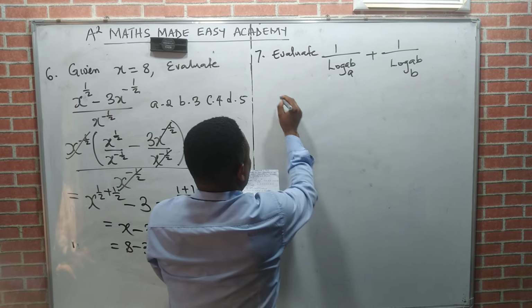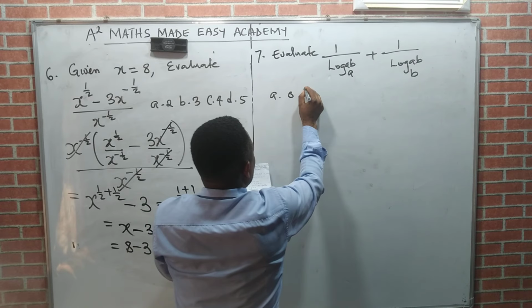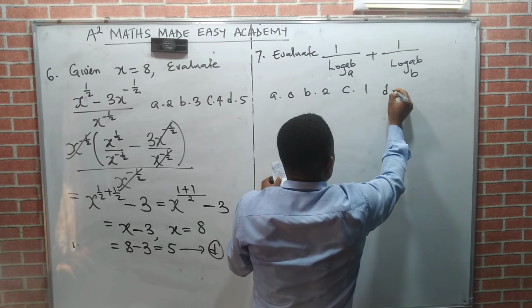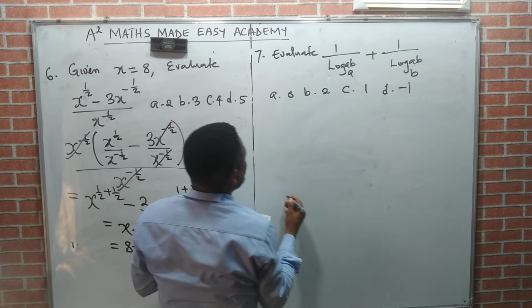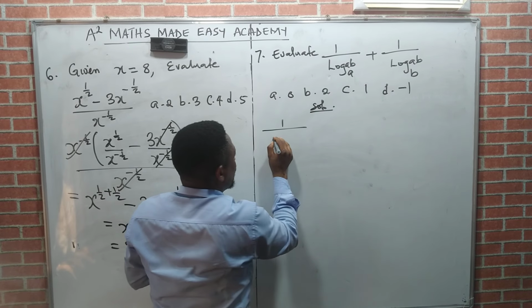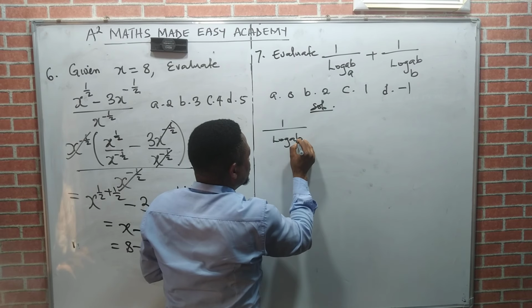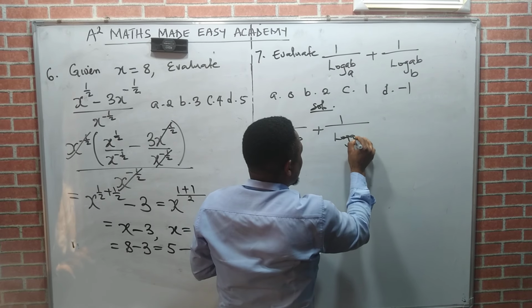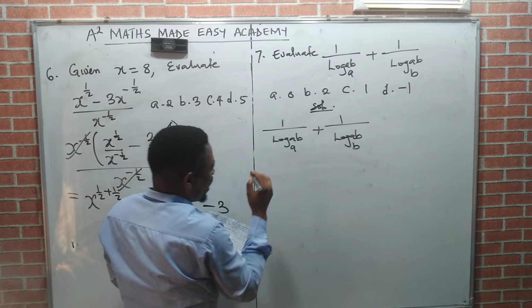Can we look at the options? A is 0, B is 2, C is 1, and D is minus 1. Now, I want you to observe something here. Very simple. We are given 1 over log of AB to base A, plus 1 over log of AB to base B. Observe this.